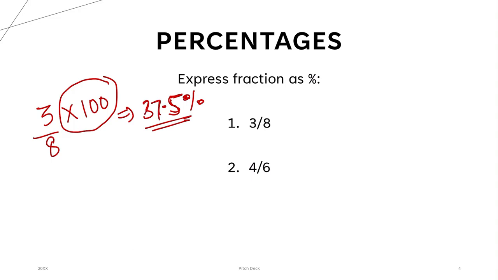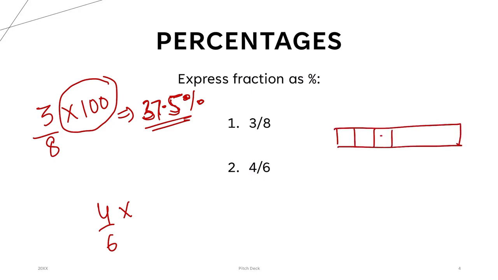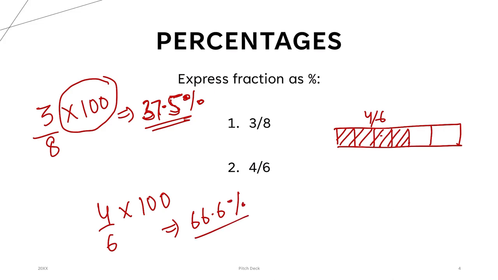4 by 6. I already showed you 1, 2, 3, 4, 5, 6. So if we take 6 blocks, these 4 represent 4 by 6. And what is the percentage? 4 by 6 multiplied by 100. This is 2 by 3, which gives you around 66.6%. So these 4 blocks represent 66.6% of the total. I hope this is clear.